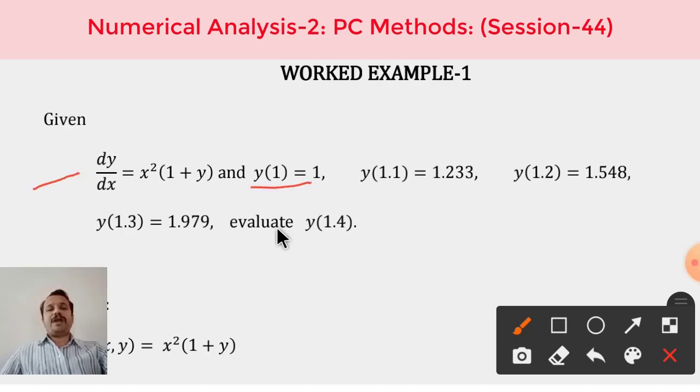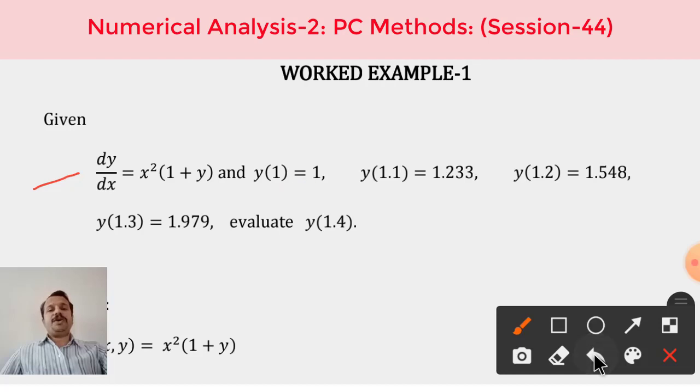A couple of more values are given over here. You can observe the values of y. How many values of y have been given? Just now I told you that this is going to be the initial condition. Okay, you please just think over it. Which can be taken as the initial value, that is more important here.